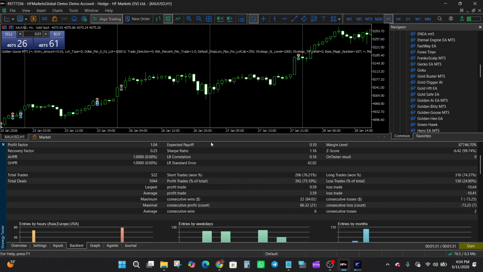So the dynamic SL and TP logic also plays a big role here, because in gold markets, volatility shifts can be extreme. So having adaptive risk and reward levels can help the system remain flexible instead of rigid.